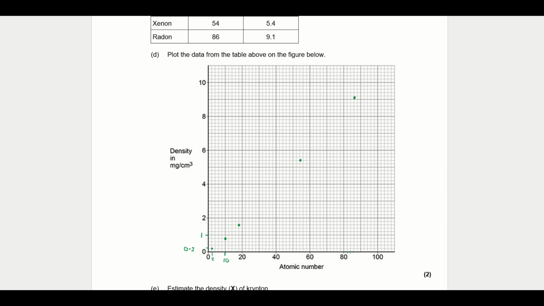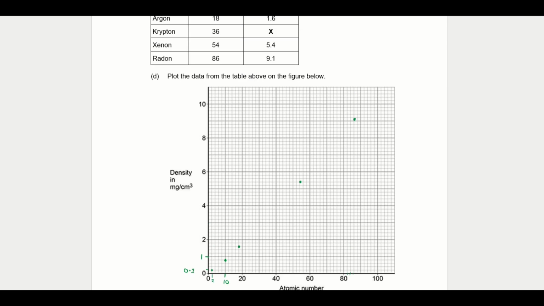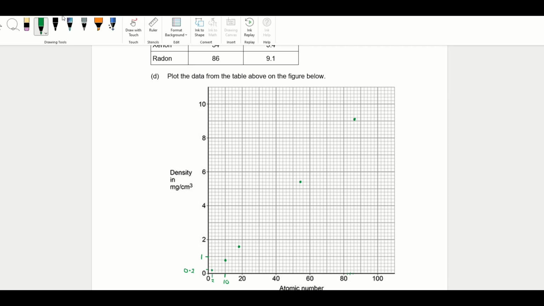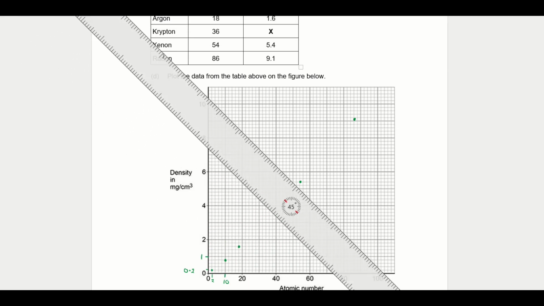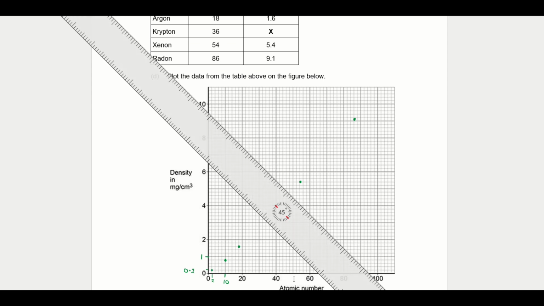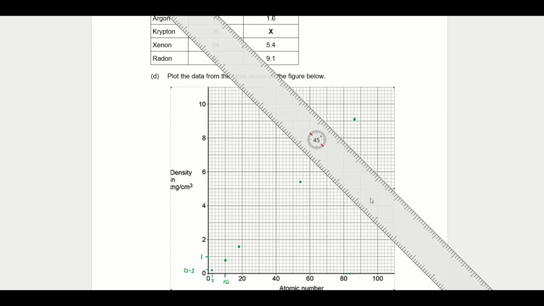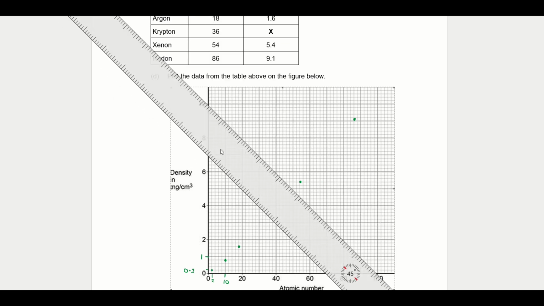Okay, so plot the data from the figure above. Now the next part is quite tricky because it's going to be wise to draw a line of best fit in this. When you draw a line of best fit, you're going to be using a ruler to do that. And the ruler you will get in the exam will be the ruler that you bring into the paper. If you've got a 30cm ruler, then absolutely use that ruler because it's going to help you out.